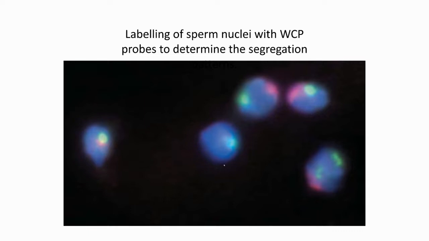And here we have two whole chromosome painting probes, including the chromosome 13 WCP and also the WCP 22. The green one gives you the WCP 13, and the orange one is WCP 22.